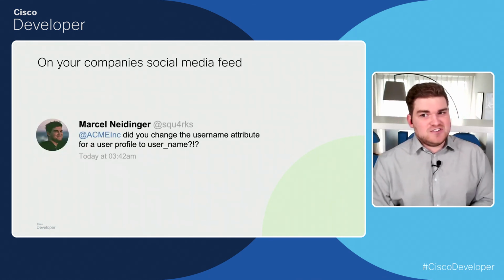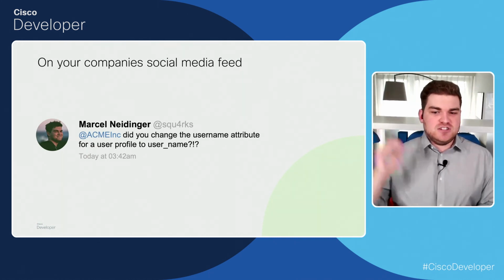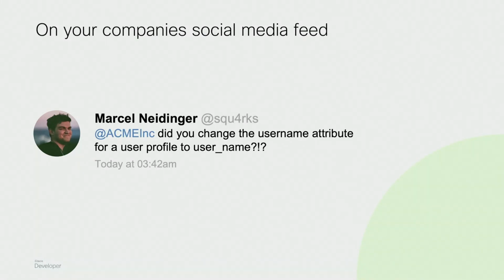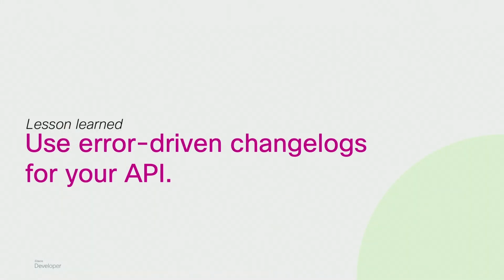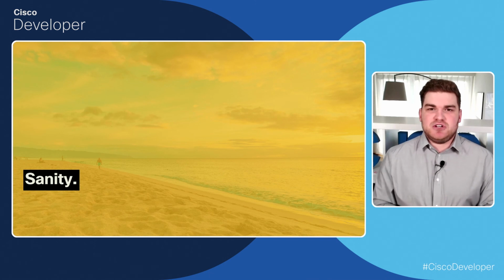A different model is just doing this on social media, right? Having your developers complain that you changed the username attribute of a user profile. So you go for error-driven change logs based on your social media channels. With that, we have pretty much covered a blueprint of how to make a pretty bad API and how to ruin the API experience every step of the way, right? From the endpoints to the errors, to the limits, to the documentation that people are actually going to use.